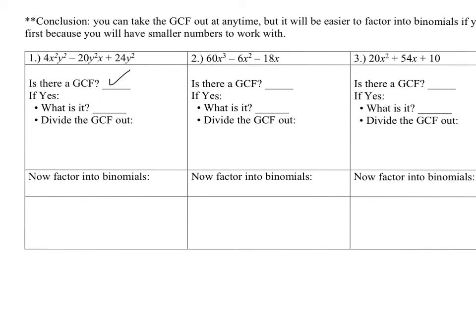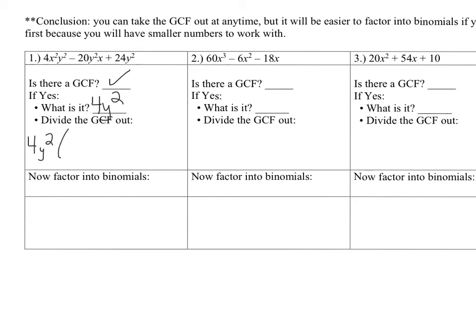What is the GCF? Well, looking at 4, 20, and 24, I'm going to say it's 4, right? 4 goes into all of those numbers. And then you also have a bunch of variables to work with here. They all have an x. Nope, I'm wrong. They all have y squared in common. So the GCF is 4y squared. And so what we're going to do is write down the GCF of 4y squared, and we're going to divide it out.